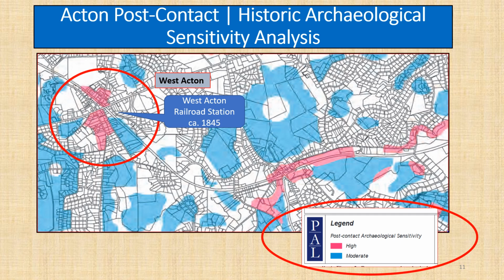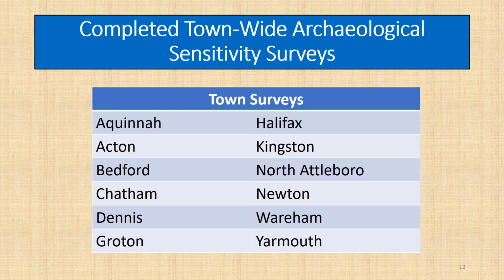That same area in the historic era has a relatively high probability of historic resources. West Acton had a railroad station and was one of the early areas of settlement in the town. There are 12 town-wide archaeological sensitivity surveys completed in Massachusetts. Each survey was done to more completely evaluate each of the town's cultural resource inventories.